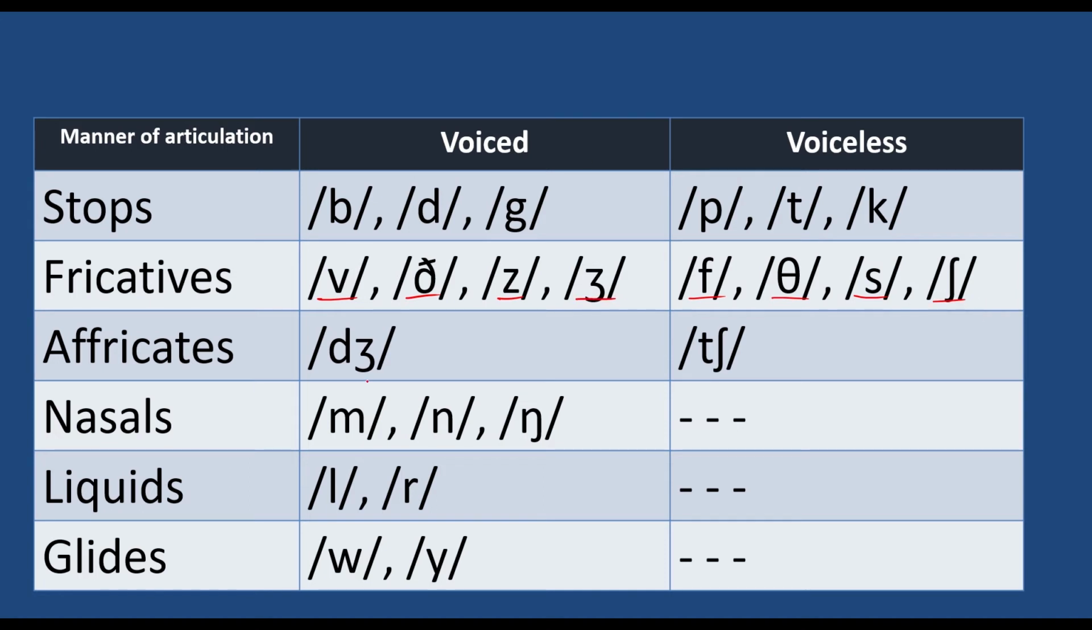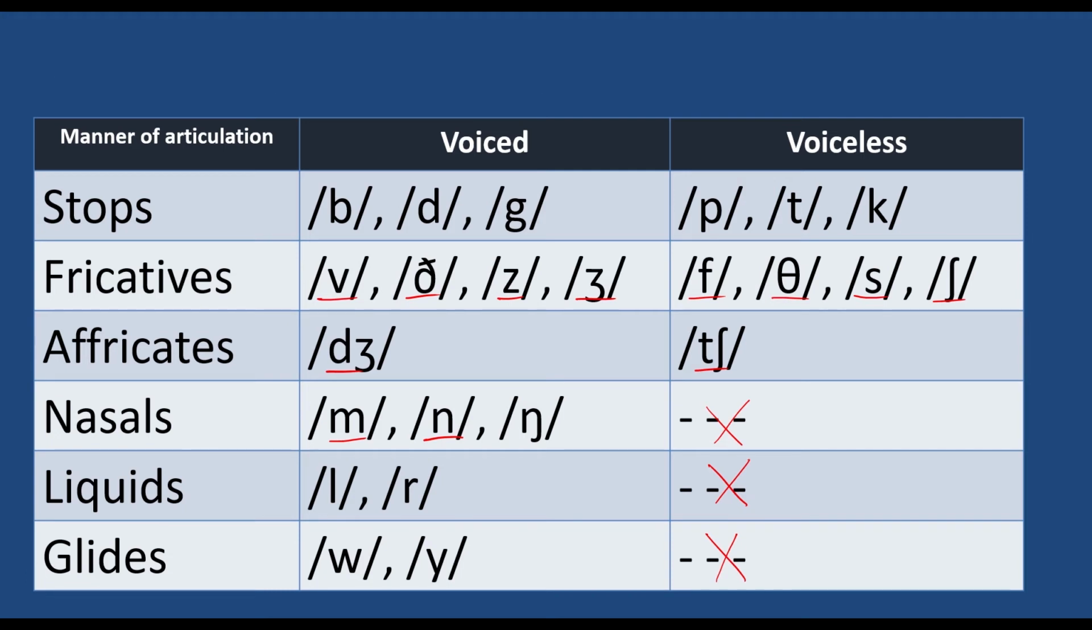And the same thing happens with the affricates, which there are only two, but one is voiced, which is j, and then the other one is voiceless, ch. Now, when it comes to nasals, liquids, and glides, there are no voiceless counterparts. All nasals, liquids, and glides are voiced. So that's something that's very easy to remember. If you know that all nasals, liquids, and glides are voiced, then you already know that this is the voiced bilabial nasal. And then you have the voiced alveolar nasal, and so on and so forth.